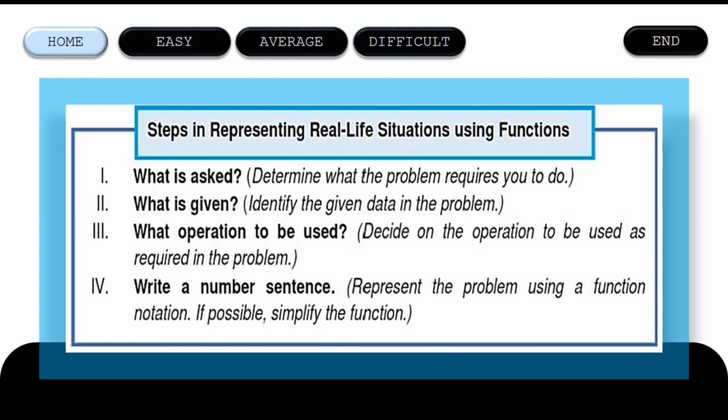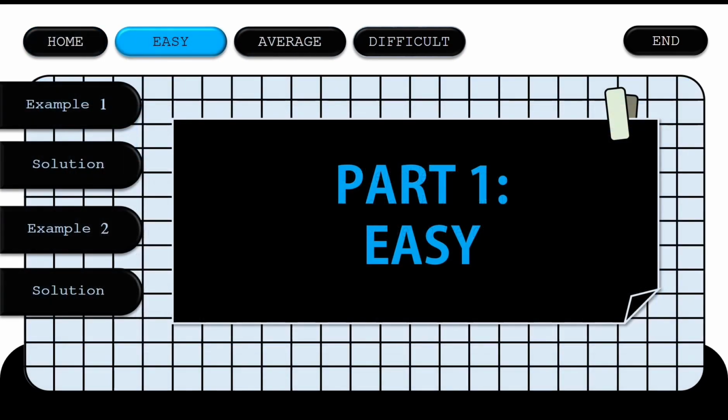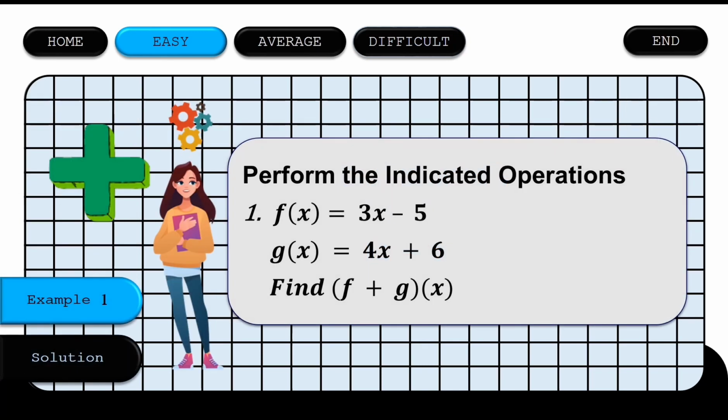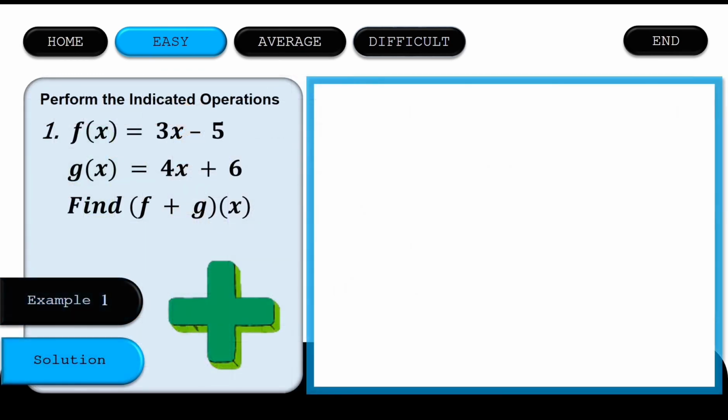Since mukhang malinaw na naman sa atin ang mga hakbang na ito, kaya atin nang simulan ang pagtalakay pa ng iba pang halimbawa. Ito na ang ating part 1 o easy problem. Perform the indicated operations. f of x is equal to 3x minus 5 and g of x is equal to 4x plus 6. Find quantity f plus g of x. Sa ating solution, unang hakbang, what is asked, is to find daw quantity f plus g of x.